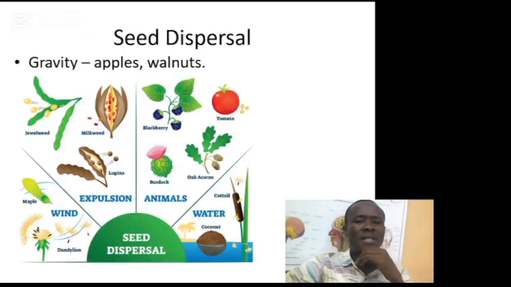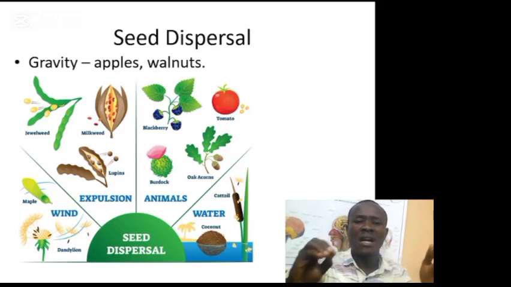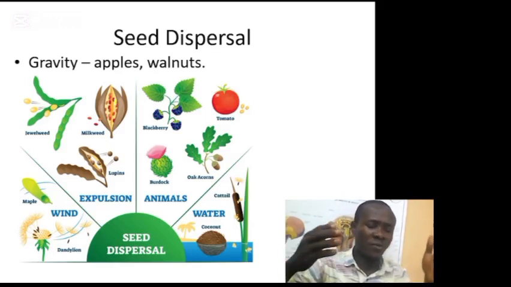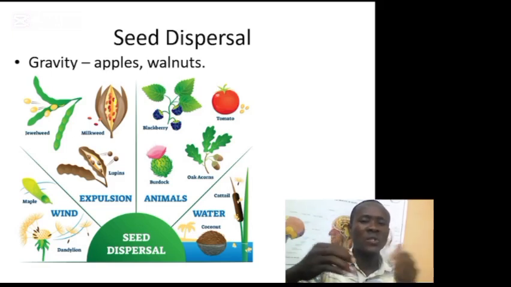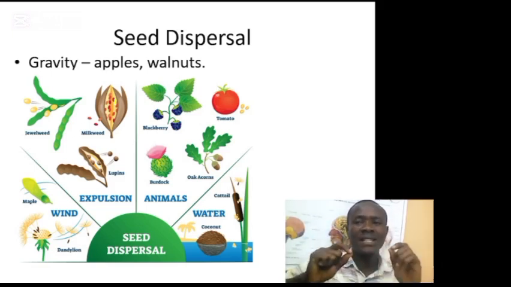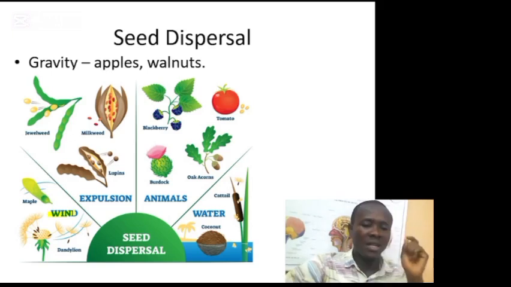Now let's talk about seed dispersal, how seed will move from one place to another. As we have talked about fruit, now let's discuss seed. As we say, seed is a matured ovule. Now let's talk about dispersal of seed. Let's start with the one at the bottom.